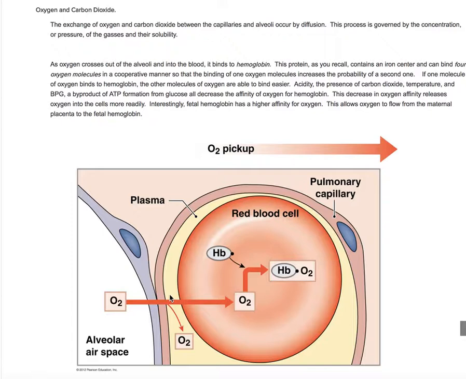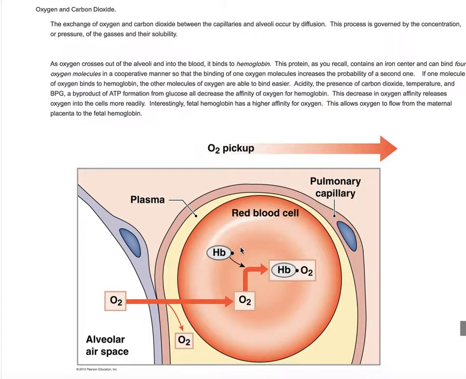And so as one oxygen binds, that actually causes a change in the protein that makes it easier for other oxygen molecules to bind. That's called cooperative binding. So as one oxygen binds, then it's easier for the other three to bind. One hemoglobin molecule will bind four oxygen. And so then that carries the oxygen to the cell, and as it gets to the cell, it's going to release that oxygen.